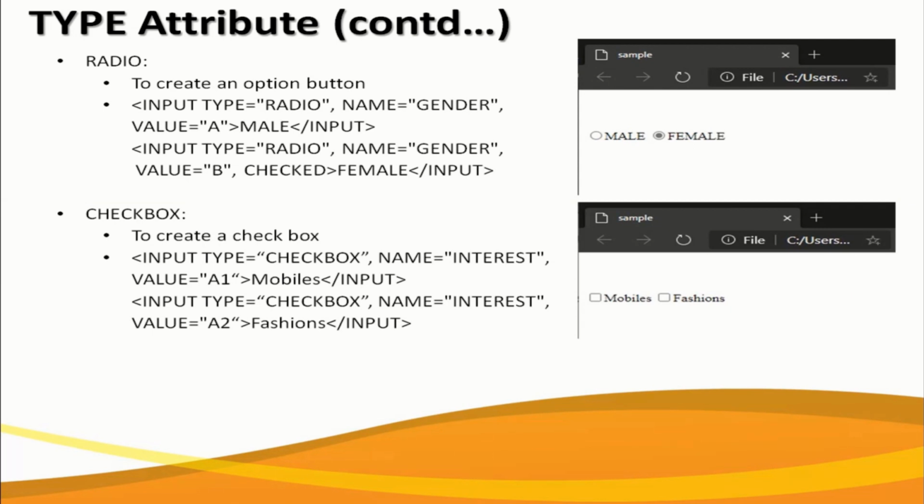Difference between radio and checkbox is, in radio, out of the options you can choose any one of them, but in checkbox you can choose all the options. So here you can choose mobiles and fashions, both of them, or you can choose none of them.